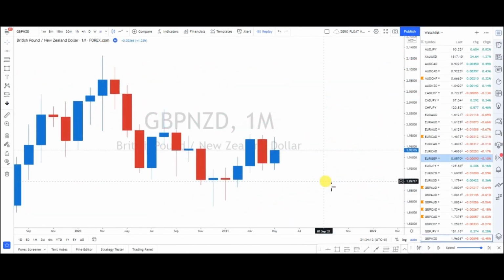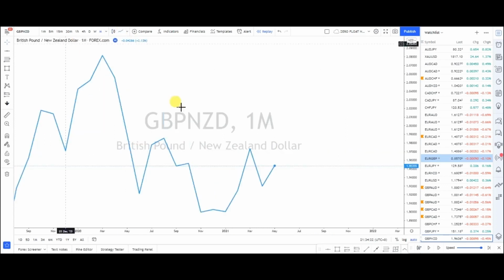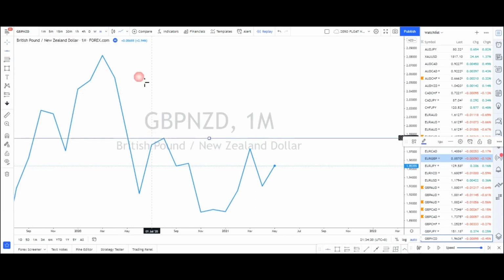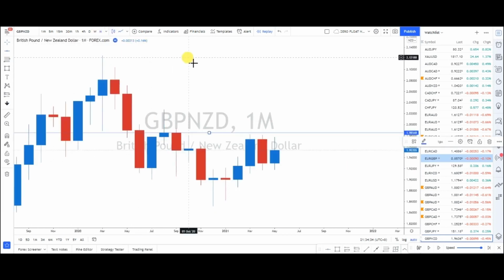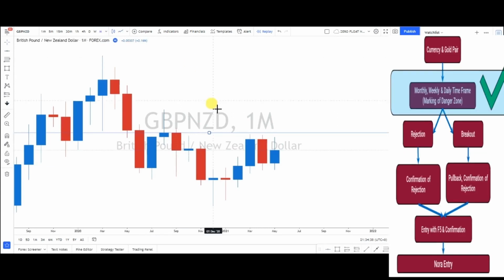Okay, guys, let's look at the second example. In this case, this is the GBP NZD on the monthly time frame. So let's change to the line chart. Okay, we can see here this is a resistance. Since this is a monthly time frame, then we do not require second movement. Okay, so first we need to mark the danger zone. So what's the first step? We go to the monthly, weekly, or daily time frame. So this is the monthly time frame.